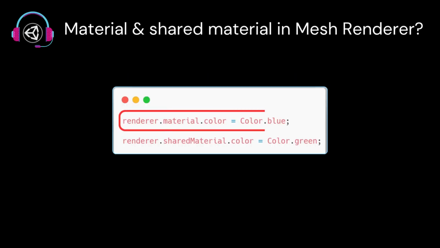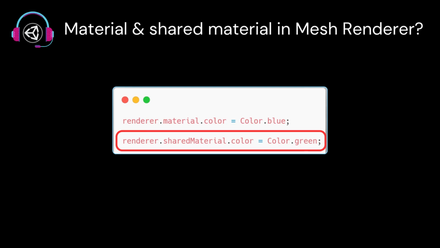When you use renderer.material, Unity creates a new instance of the material just for that object. If you change its color or texture, only that game object is affected. Others stay the same. But with renderer.sharedMaterial, you are modifying the original material asset. That means every game object using that material updates instantly. Let's understand the difference with an example.